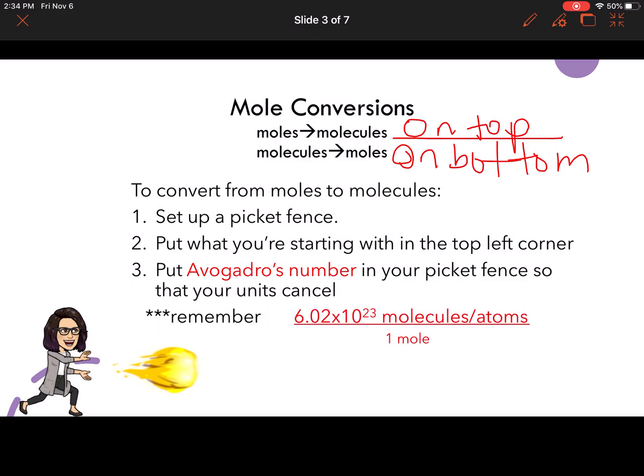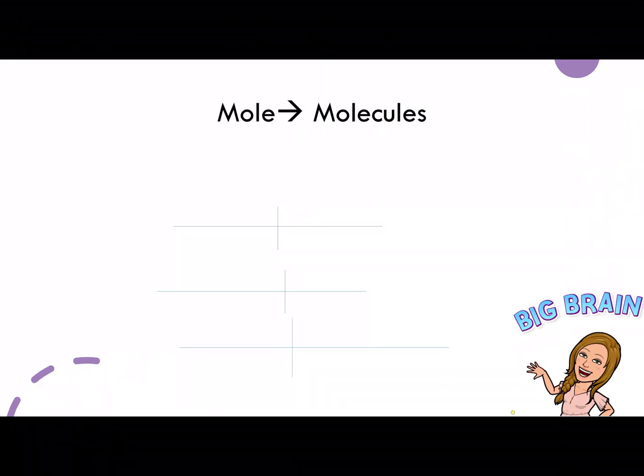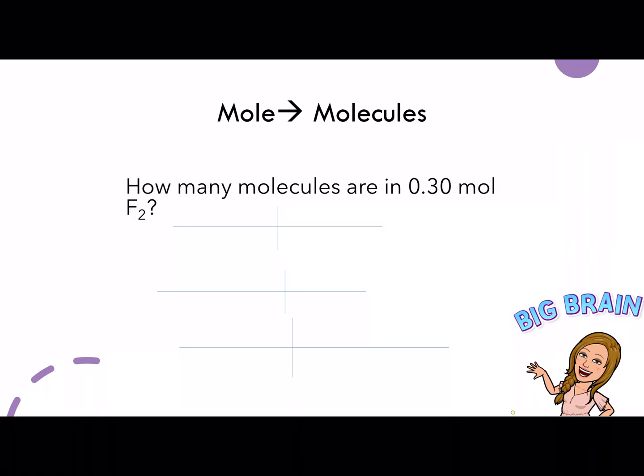The conversion, remember, is 6.02 times 10 to the 23rd molecules, atoms, ions, donuts, popcorns, sodas, Swedish fish, whatever. But 6.02 times 10 to the 23rd of them, that's a mole. Here we go. How many molecules are in 0.3 moles of fluorine? So if I'm looking at the fluoride molecule, F2, how many molecules are in 0.3 moles of that?